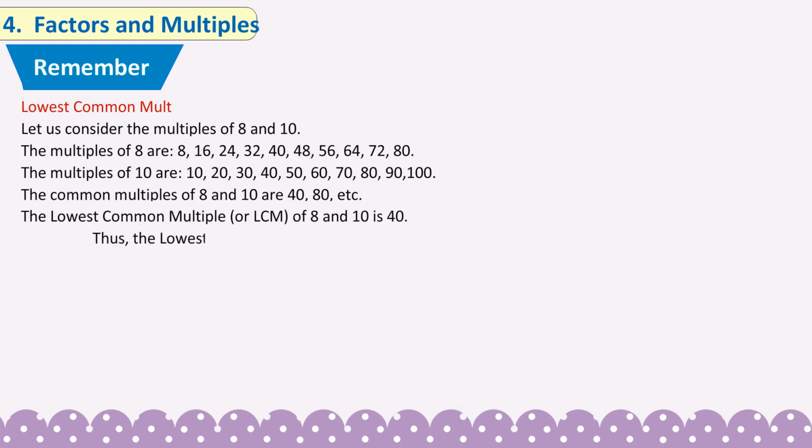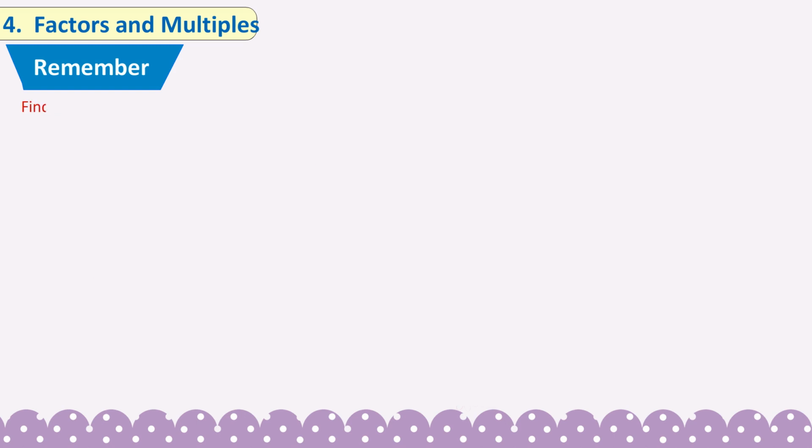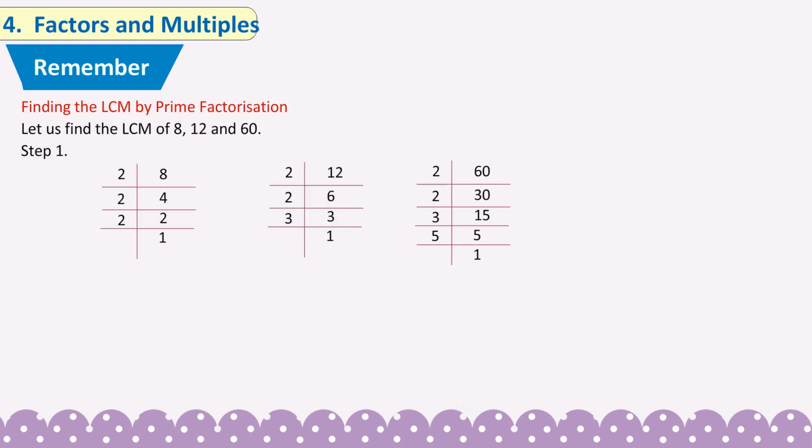Thus, the lowest common multiple LCM of two or more numbers is the smallest number that can be divided by those numbers exactly without leaving a remainder. Finding the LCM by prime factorization. Let us find the LCM of 8, 12 and 60. Step 1. Find the prime factors of 8, 12 and 60.